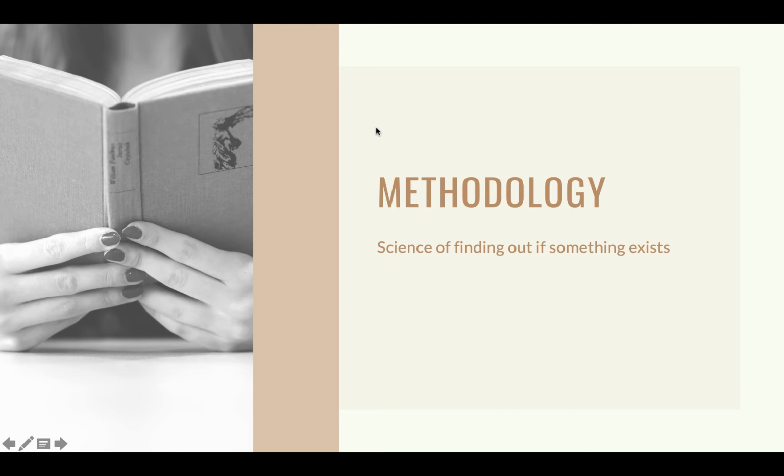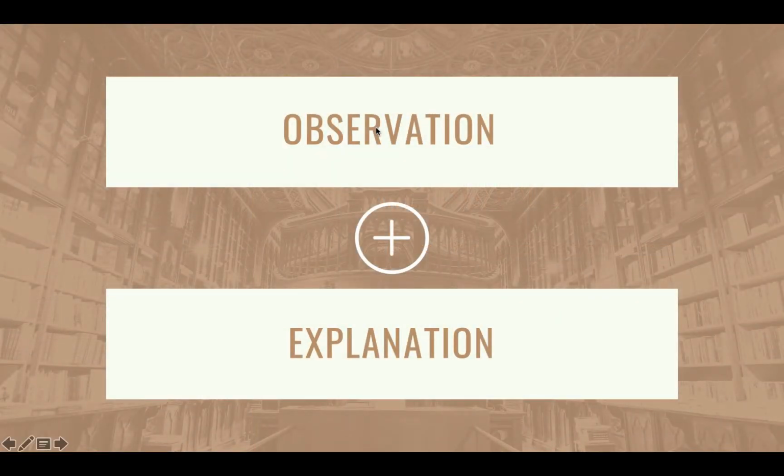So, methodology is a subset of epistemology, and epistemology is sort of the science of knowing. How do we know that something exists? Well, methodology is basically a subset of that. It's the science of figuring out if something exists. What we do in social science research consists of two things: observations of the social world and then explanations of our observations. So these two work in tandem.